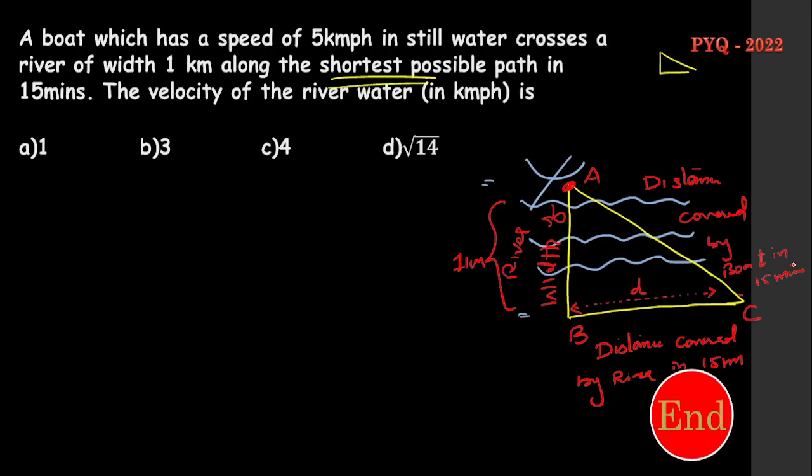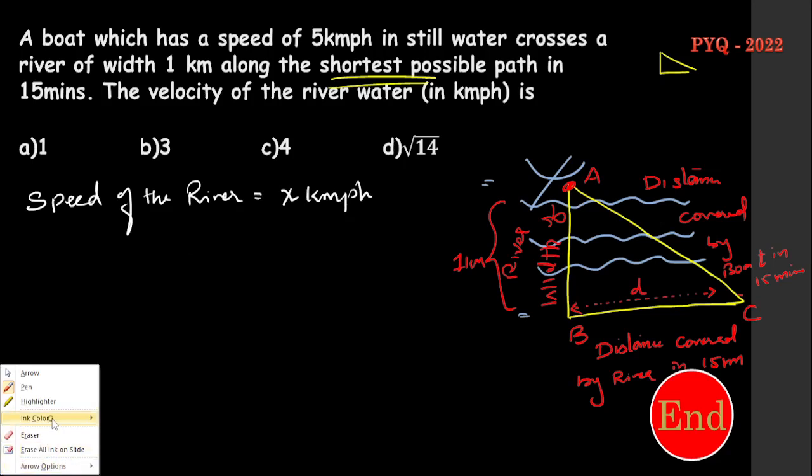So I hope you guys understand what this triangle is. So the shortest path is given, that is the distance covered by the boat. So the distance covered by the river was in 15 minutes and the river's width is 1 kilometer. So I take all the angles. From this we are going to find the answer. So please listen. First I am going to take the speed of the river. Let's take the speed of the river equal to x kilometer per hour. Then the distance covered by the boat.